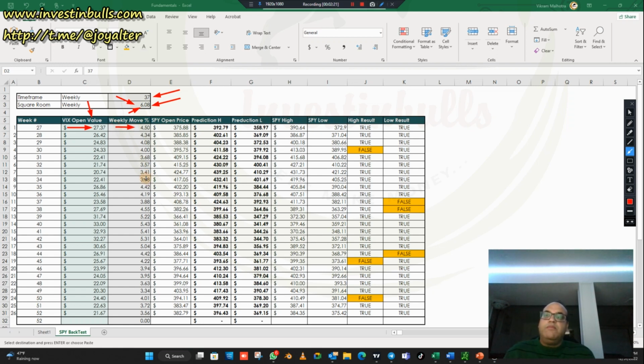So on Monday morning at 9:30 itself, I know that this week SPY can either move 4.5% up or 4.5% down. I already have the SPY open price, and this sheet is going to give me the prediction of how high SPY can go and what could be my lowest value. Once you have these values, you can put them in there, and then you can plan your strategy and plan your trades for that particular week.